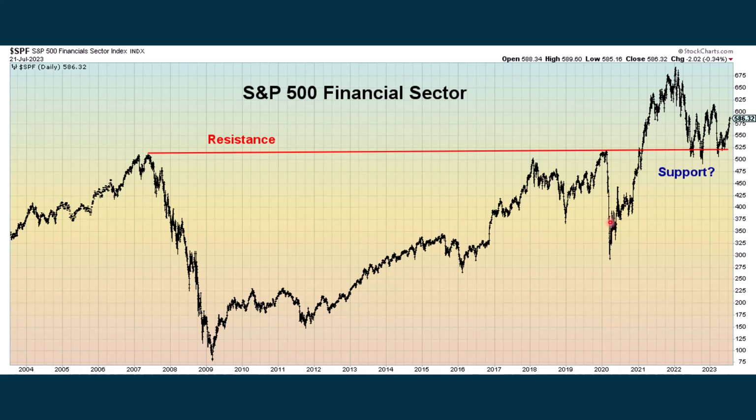This is a longer-term chart that goes back to the high set in 2007. It came up and acted as resistance back in 2020. We fell down below that during the COVID plunge. Well, then we were able to break through that, and now what was once resistance becomes support.